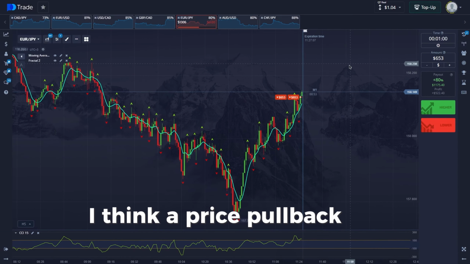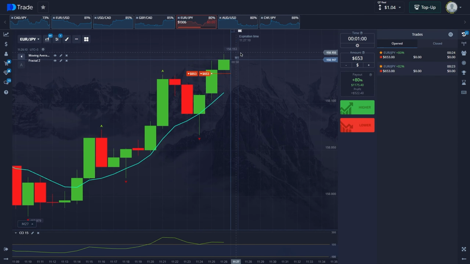I think a price pullback will happen. Let's watch how this plays out. I believe the trade will close in profit by the end.